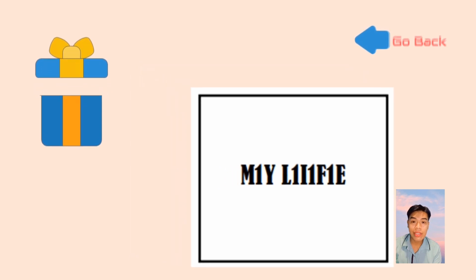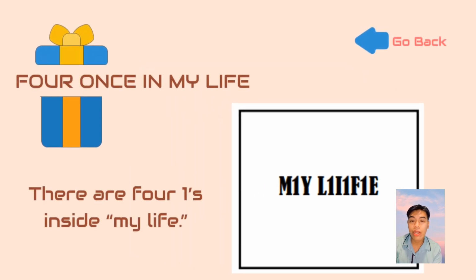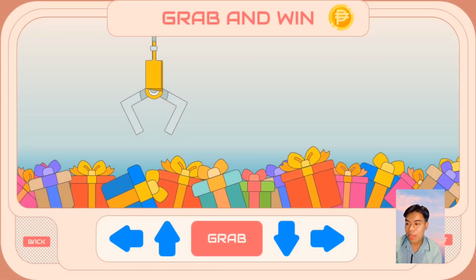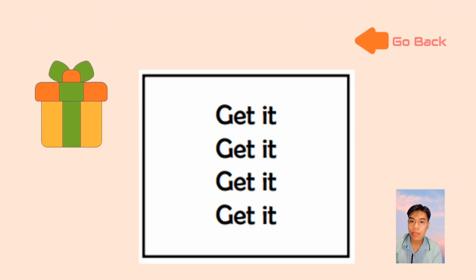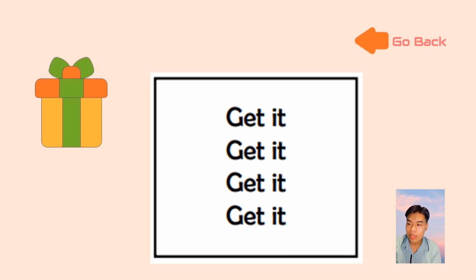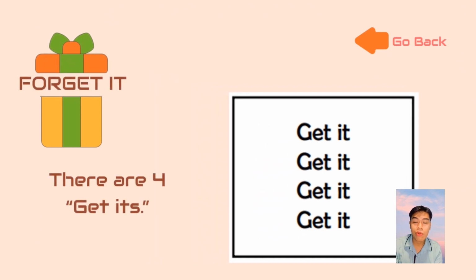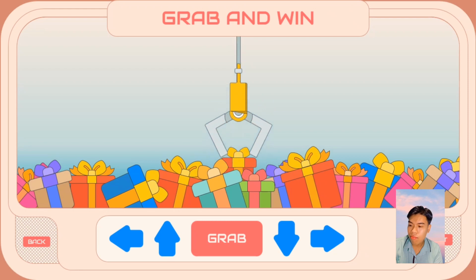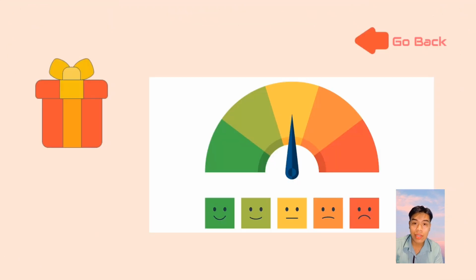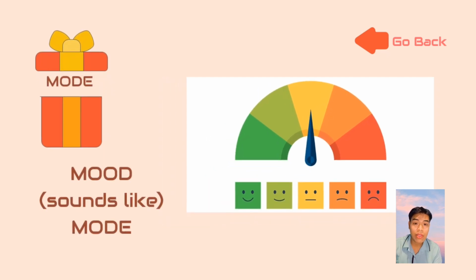The correct answer is 4 ones in my life, since there are 4 ones inside the word my life. Let's try another one. What is your answer? The correct answer is forget it, because there are 4 get its. Okay, so let us try another one. What do you think is the answer? The correct answer is mood, simply because it sounds like mood or pertaining to the emotions.